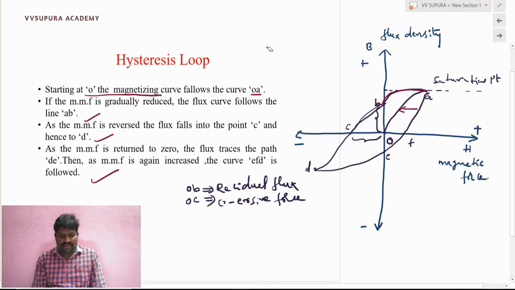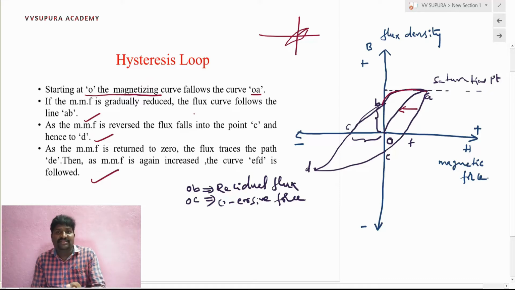Some magnetic materials may have a very small area. That means those magnetic materials have a very small hysteresis coefficient. Those materials are very strong magnetic materials. For example, if I use silicon steel, the hysteresis coefficient is very small. If you draw this hysteresis loop for silicon steel, that loop will be very thin. That area indicates the hysteresis losses.